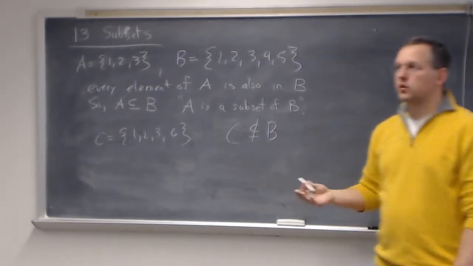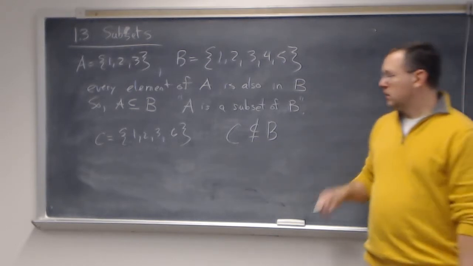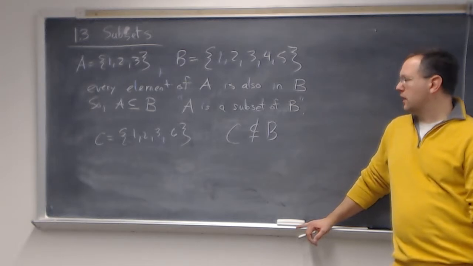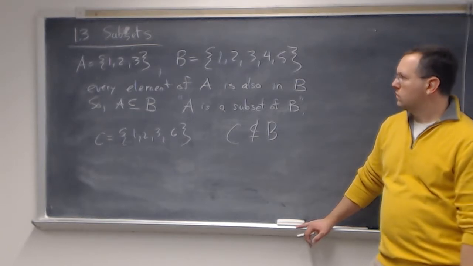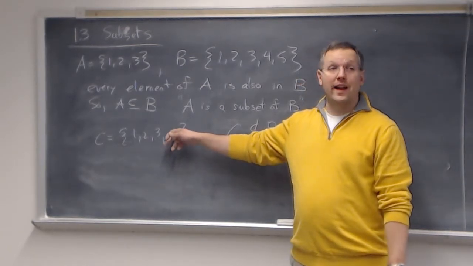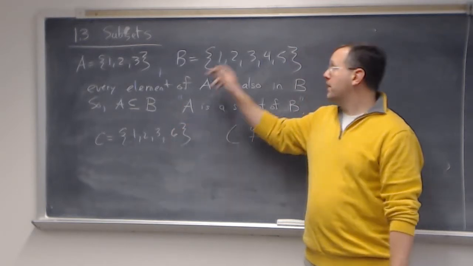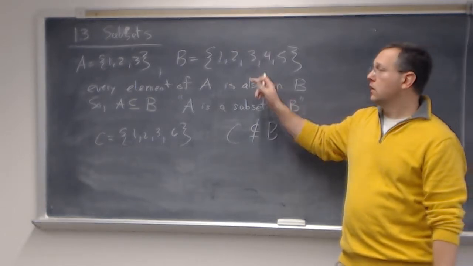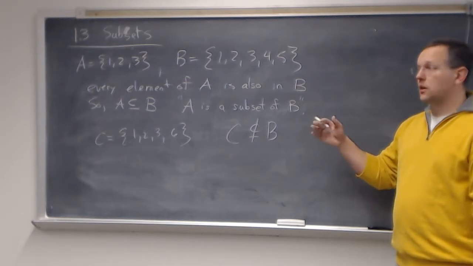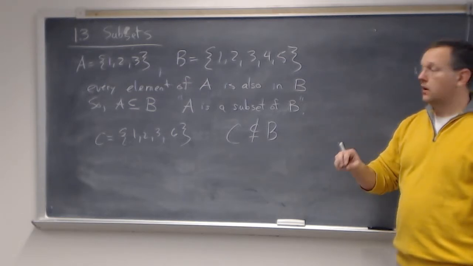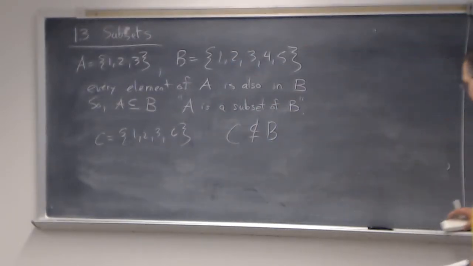Here's the notation. You can just do a subset symbol with a slash through it. Okay? So why is C not a subset of B? Because not every element of C is an element of B. We can find at least one element, in this case the element 6, that's an element of C but not an element of B. Okay? So that's really the only way a set is not a subset of another: if you can find an element that's in C that's not in B, then it can't be a subset of B. Okay.